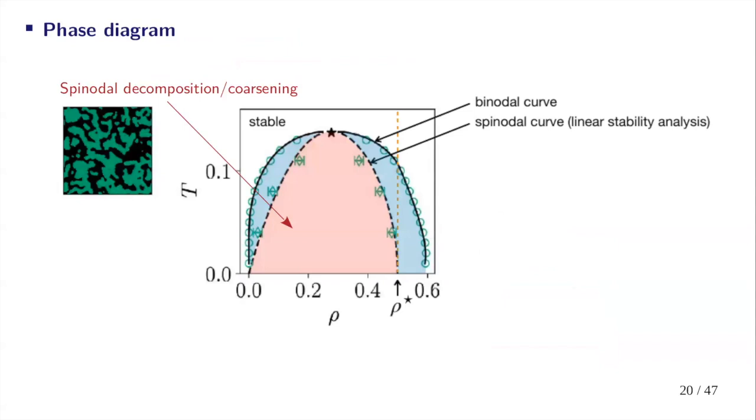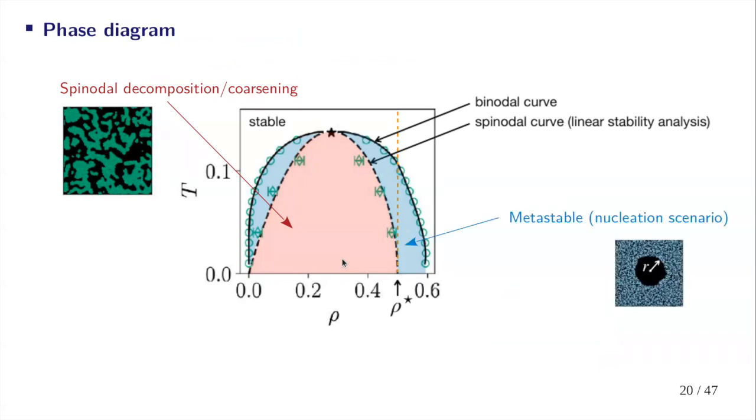So this is a summary of what we have so far. We have the spinodal decomposition here in this region that you can predict by simply linear stability analysis of your dynamics equation. And you have this region in blue where you have metastability, and you need a nucleation scenario to leave the homogeneous state and reach the phase separated state.